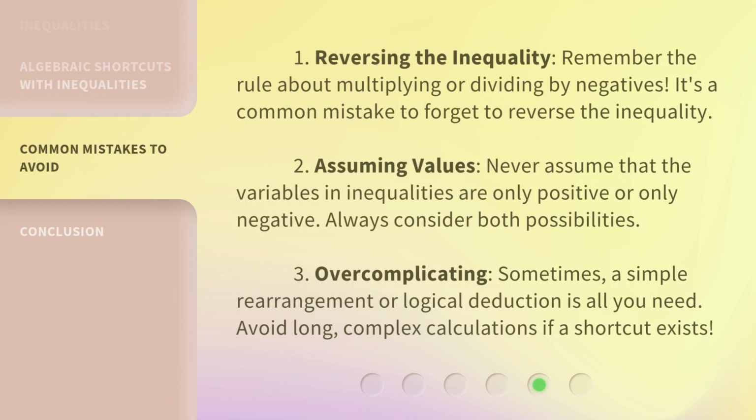1. Reversing the inequality. Remember the rule about multiplying or dividing by negatives. It's a common mistake to forget to reverse the inequality. 2. Assuming values. Never assume that the variables in inequalities are only positive or only negative. Always consider both possibilities. 3. Overcomplicating. Sometimes, a simple rearrangement or logical deduction is all you need. Avoid long, complex calculations if a shortcut exists.